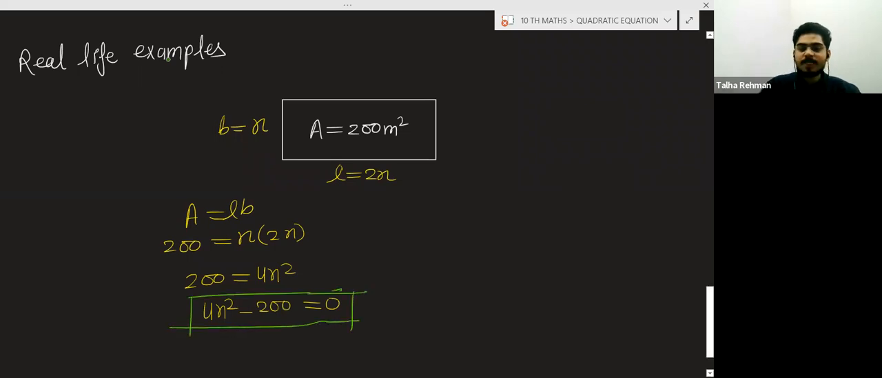And we can solve the quadratic equation. I will tell you how to solve the quadratic equation later, and with the help of this, we can find the length and the width. So in this way, the quadratic equation will help you in real life.